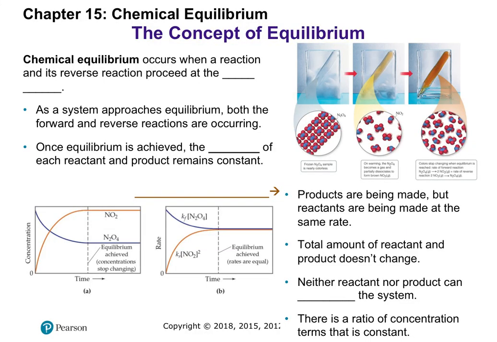So now we're moving into chapter 15, which is on equilibrium, and we're going to spend a few chapters talking about equilibrium. Picking up where we left off before with kinetics and rates. Initially, when you have a reaction happen, you lose some reactants and you form products.